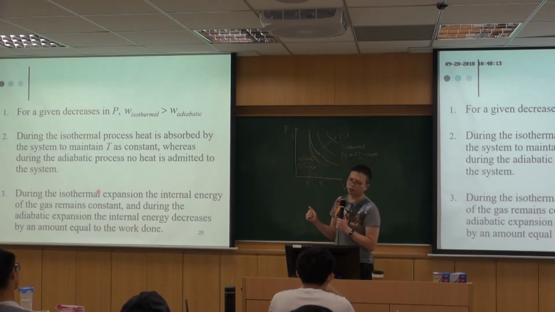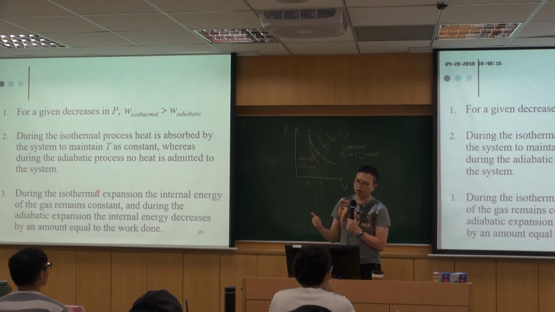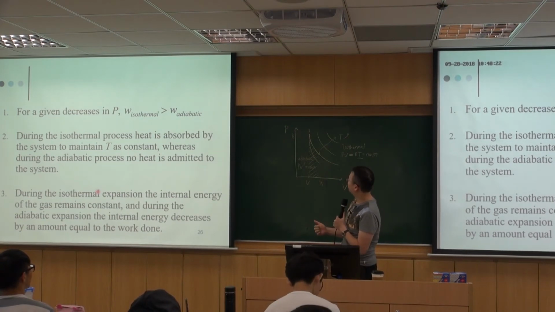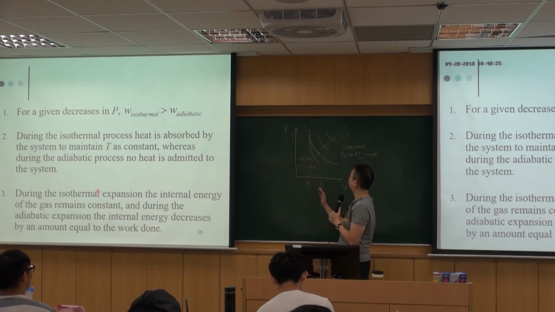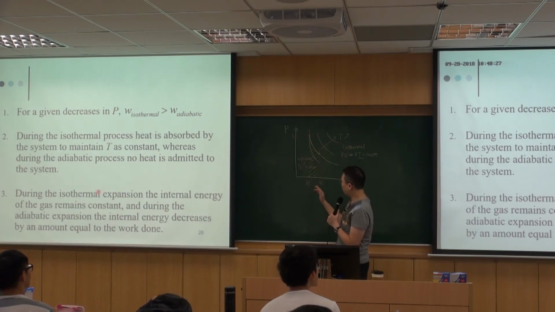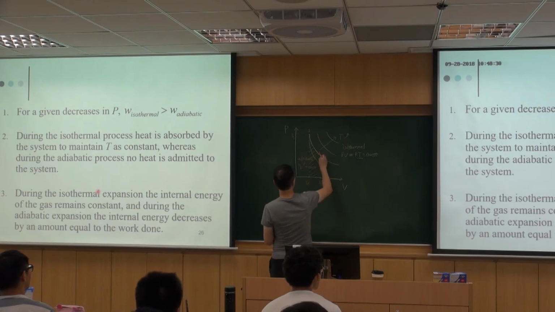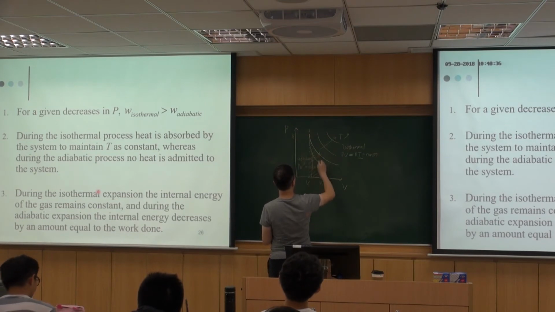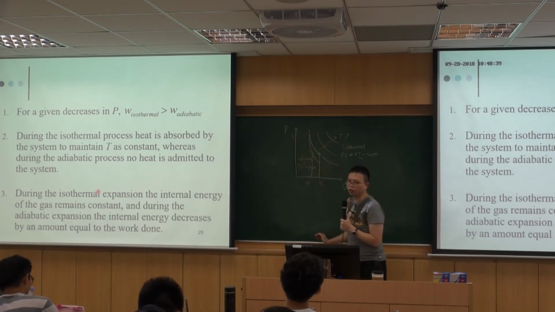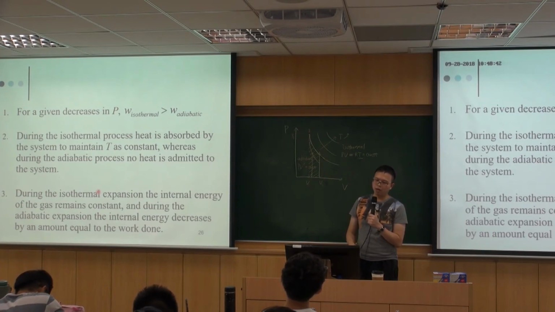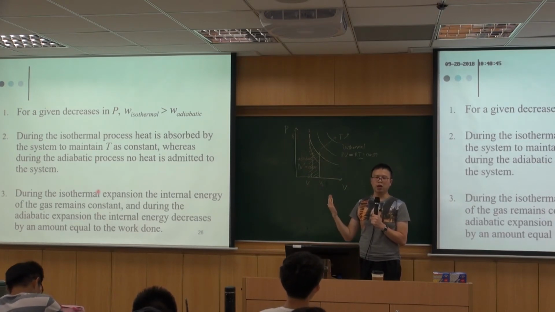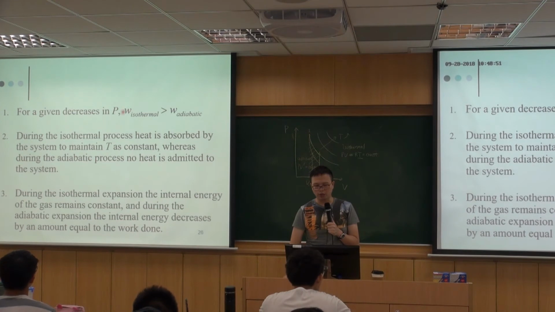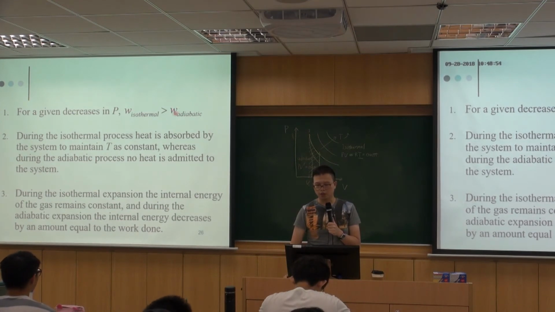So for a given decrease in P, the isothermal process will do more work than the adiabatic process. And it is also the same if you're dealing with a volume change, right? So if you go down to the same pressure, of course, the volume will still be bigger for the isothermal process. But for a given increase in volume, the work done for isothermal is also larger than the work done by the adiabatic process.